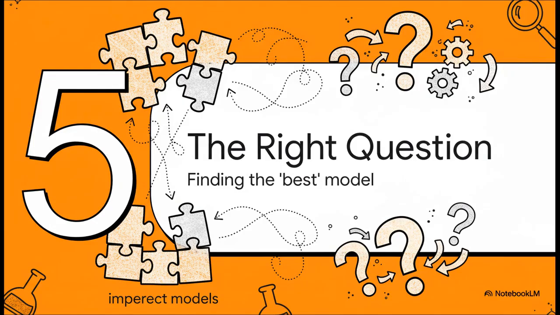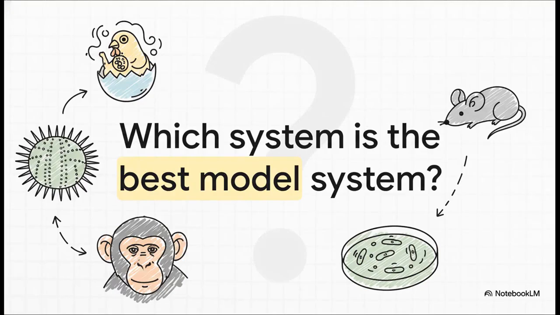Okay, so we've seen all these imperfect yet incredibly powerful examples, and it all kind of boils down to one central, critical question. The kind of question that scientists in the field are debating all the time. So if chicken cells are wrong, and sea urchins are wrong, and petri dishes are wrong, then which system is the best model system? What's the right one? Is it a mouse? Maybe a primate? Which one is the winner?